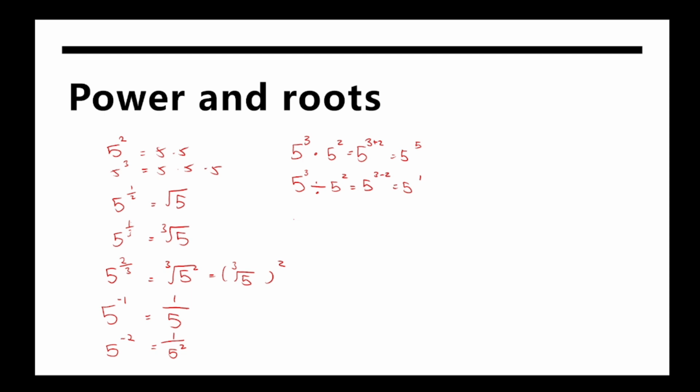Now, when we're multiplying numbers with the same power but different base, 3 to the power of 5 times 2 to the power of 5, we multiply the base, which is 6 to the power of 5. It works the same for roots. If we times square root 5, which is 5 to the power of half, and 5 to the power of 3, we'll have 5 to the power of half plus 3, which is 5 to the power of 7 over 2, which is also square root 5 to the power of 7.